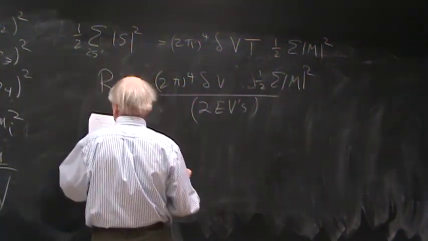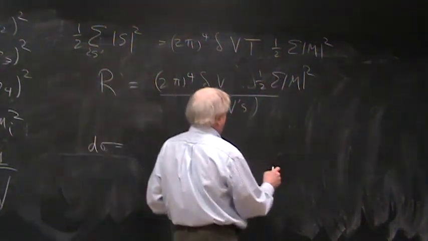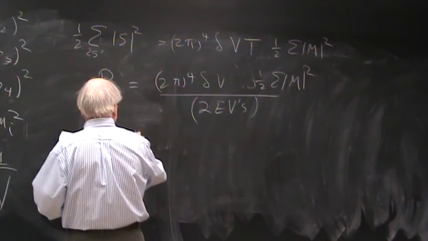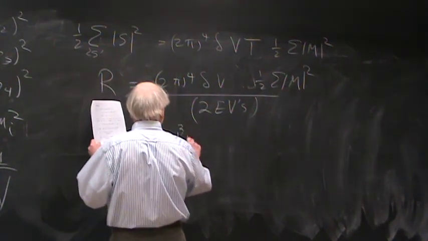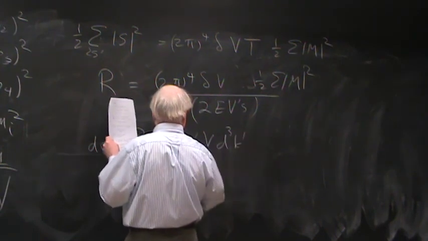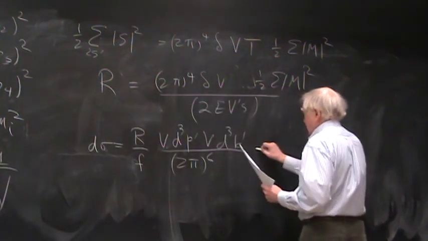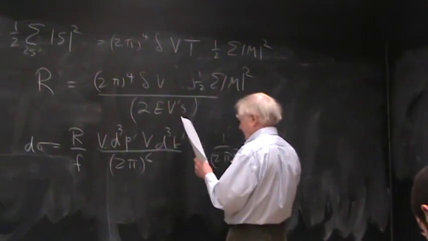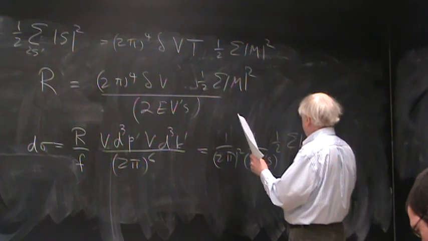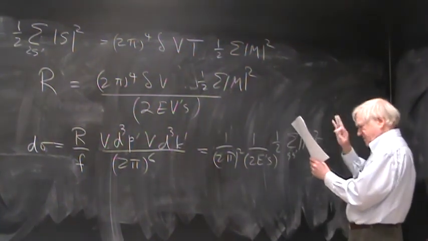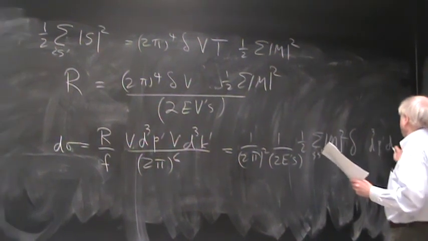To make it a cross-section, what we do to get a d sigma is take the rate and divide by the flux. So it's the rate over the flux, but then summed over final states, and so we have V d cubed p prime, V d cubed k prime, over, in both cases, 2 pi cubed, so that's (2 pi) to the 6th. And all together then, that gives us 1 over (2 pi) squared, 1 over 2 E's for all incoming and outgoing particles, one half sum M squared over s, s prime. We haven't yet summed over the polarizations of the photons. d cubed p prime, d cubed k prime.